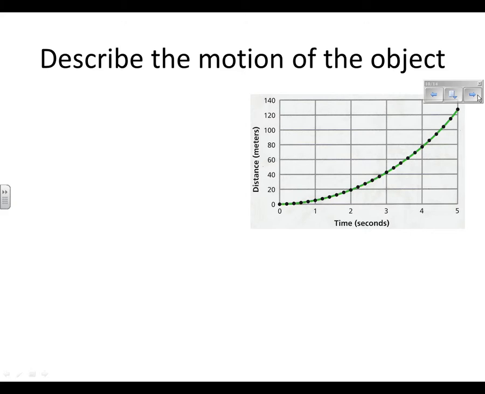Hopefully this graph looks somewhat familiar, okay? You all should have seen this graph before, right? What is this the graph of? Object rolling down the hill, right?